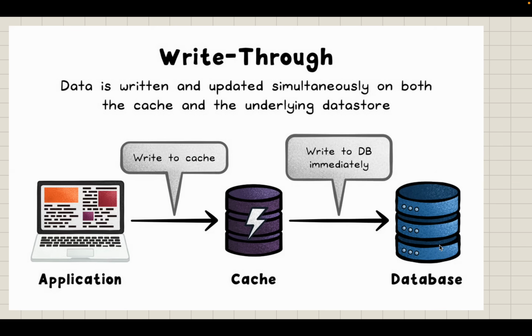The other three methods are based on the write mechanism. For the first one, write through: whenever the application writes, it will first write to the cache, then it will immediately write to the database.